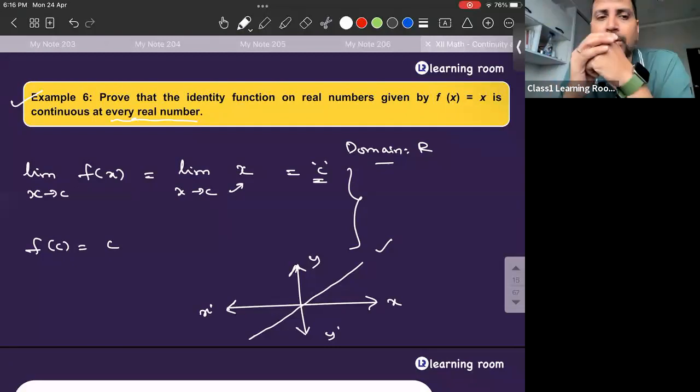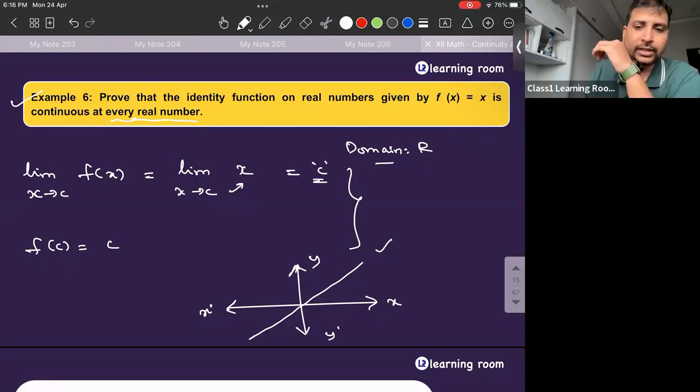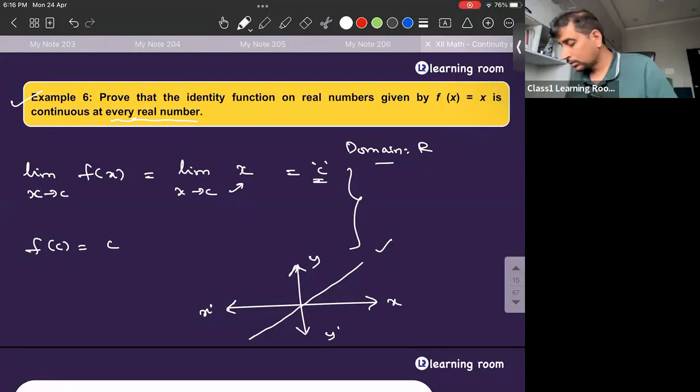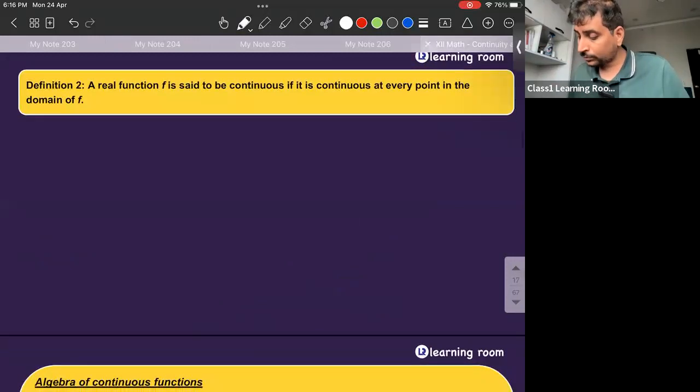Are you able to understand or not? Is it clear? Yes, sir. Yes, sir. Just say yes or no, at least tell me no, because I don't know whether I should proceed or not.